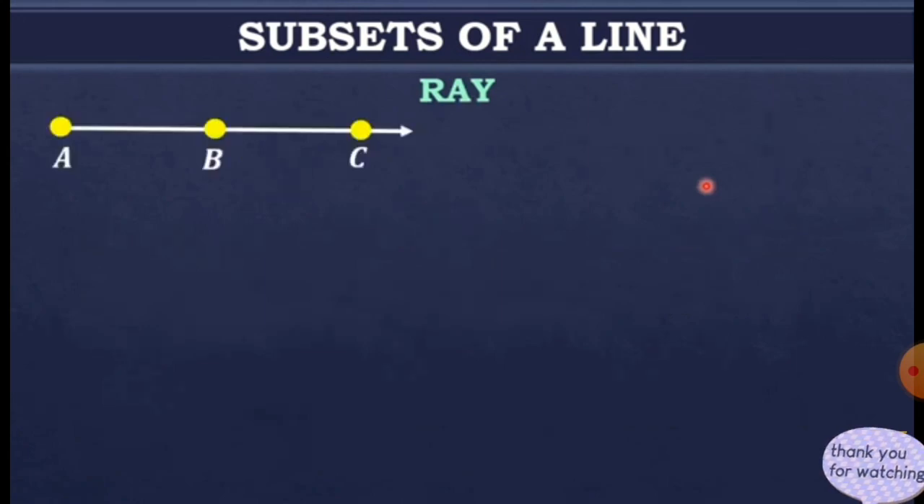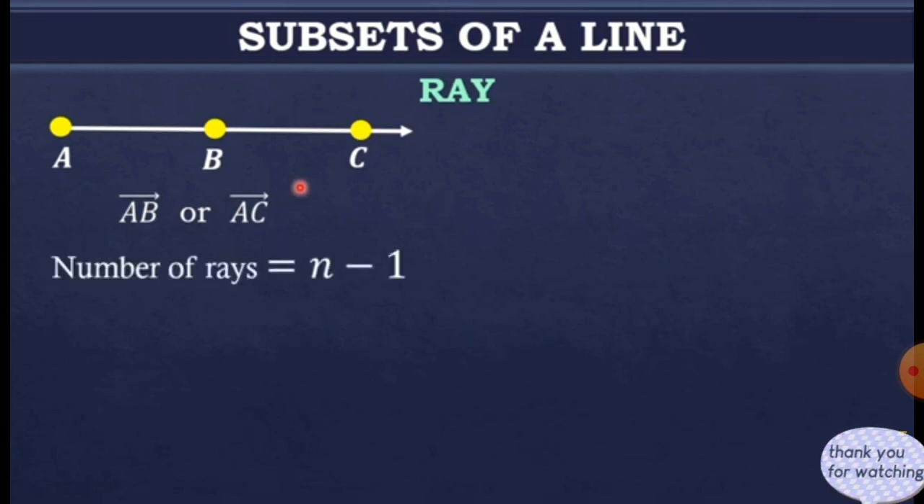Okay. Paano natin malalaman yung bilang ng rays na nasa ray natin? Okay. So, halimbawa ito. Diba? Ito ay ray AB, ray AC. Okay, so paano mo ma-check na tama ba yung nilista ko? Tama ba yung bilang? So you can make use of this formula.